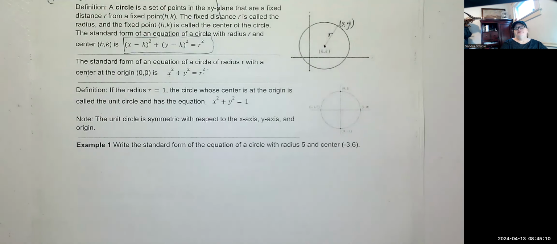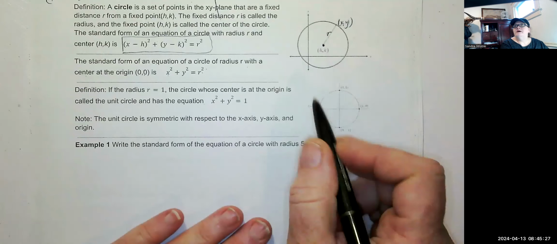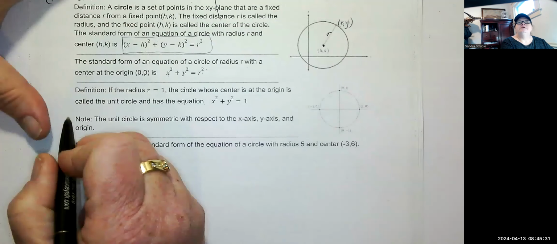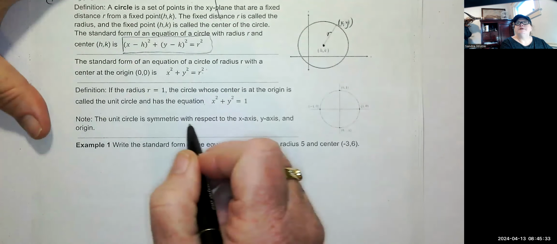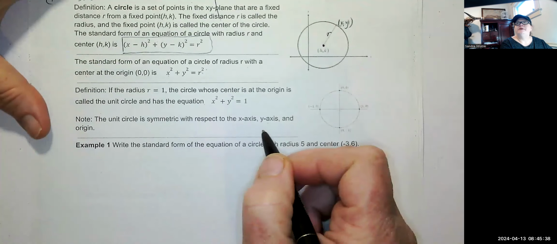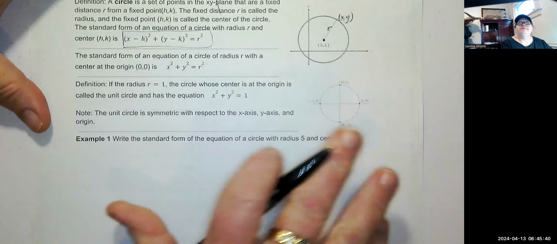Definition: if the radius r is 1, the circle whose center is at the origin is called the unit circle. We'll be talking about that next module. It has the equation x squared plus y squared is equal to 1. I just gave you a reference of it here with the points that are involved, and you'll end up having to have these memorized. The unit circle is symmetric with respect to the x-axis, the y-axis, and the origin. So it is symmetric to all three.